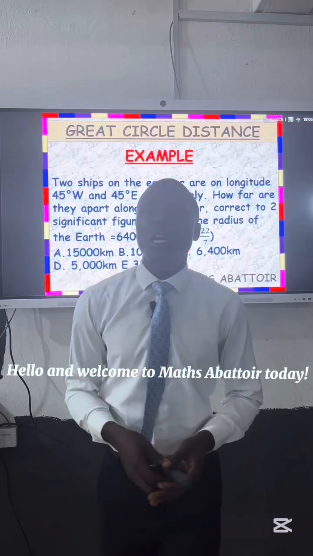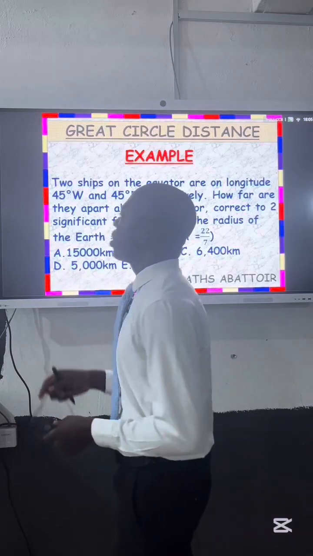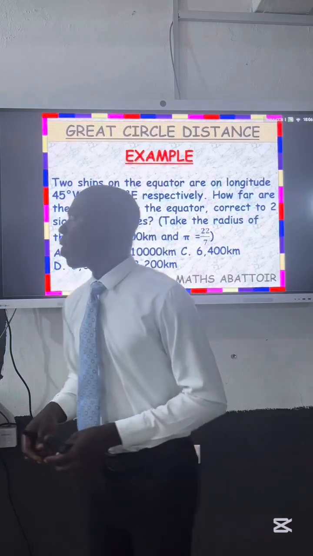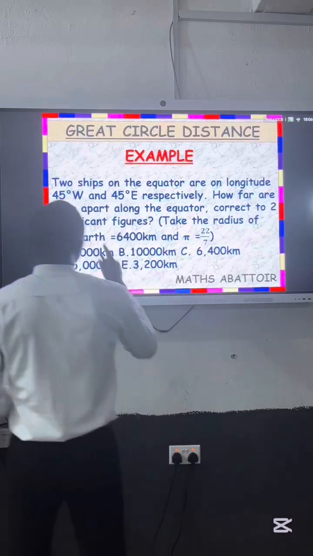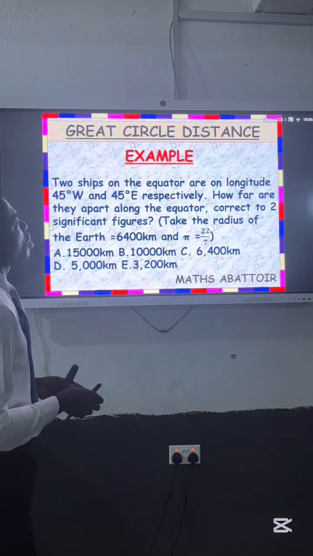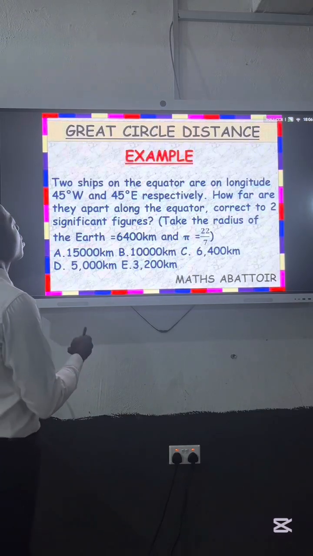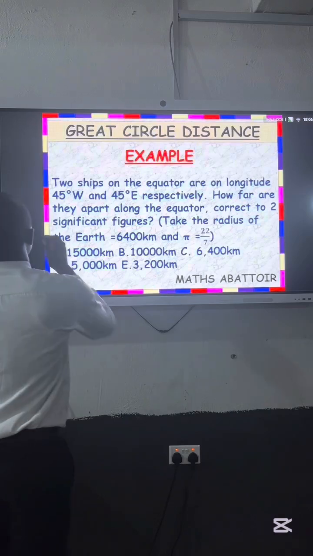Today we want to consider this question on latitude and longitude. The question says: two ships on the equator are on longitude 45 degrees west and 45 degrees east respectively.